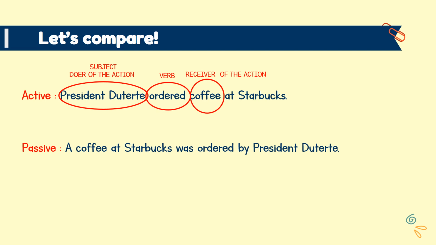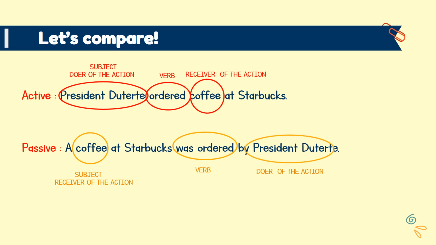For the passive voice, our subject is the word coffee. It is not the doer of the action, rather, it is the receiver of the action. Our verb is no longer a plain active verb. Rather, it comes in the form of a verb phrase, was ordered. And the doer of the action, President Duterte, is now placed after our verb.